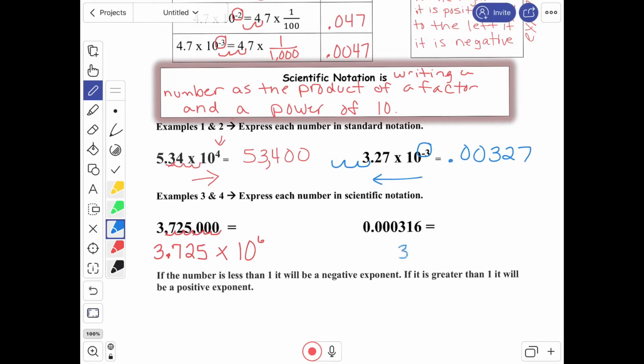Okay, on this one, I'm going to move the decimal between the 3 and the 1. The decimal needs to go behind the first number, so on this one, I'm moving it to the right. So I want people who work this problem to be moving it to the left. Since it's a decimal number, that makes it a negative. So how many spaces did I move it? 4. So that's negative 4.